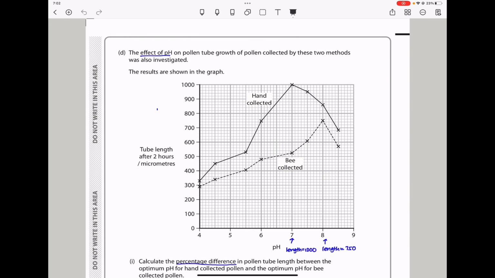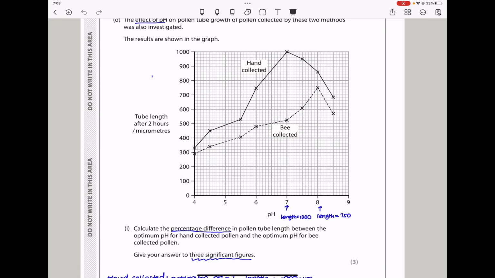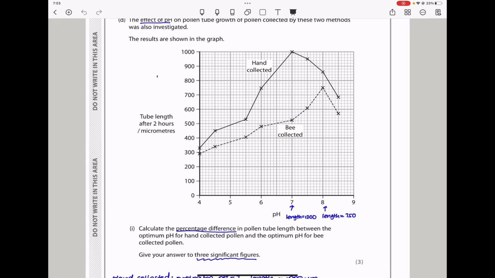In part D, the effect of pH on pollen tube growth of pollen collected by these two methods was investigated, and the results are shown in the graph. So in this graph, on the vertical axis, we have tube length after 2 hours in micrometer, and on the horizontal axis we have the pH. We can see that as pH increases, there is an increase in the tube length until again an optimum pH. Here we have the optimum pH 7 for hand collected, while the optimum pH is 8 for bee collected.